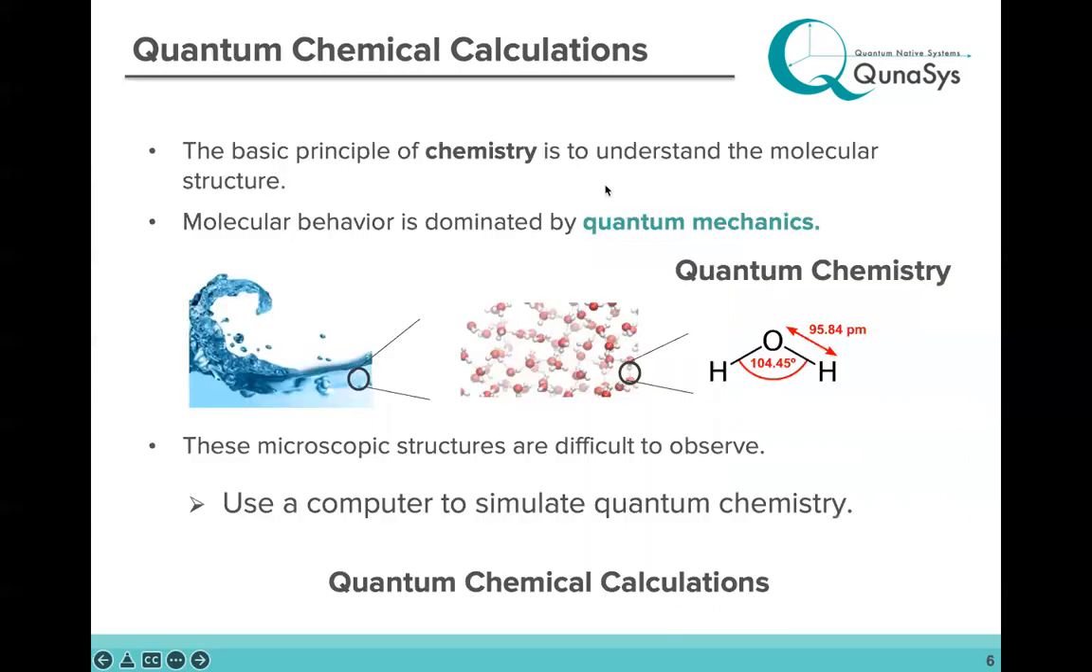The basic principle of chemistry is to understand the molecular structure. For example, as shown in this figure, water is made from molecules like this. We also know that the behavior of molecules can be described by a theory called quantum mechanics. The study of molecules using quantum mechanics is called quantum chemistry. Also, these microscopic structures are difficult to observe. Computer simulations can be used to visualize these microscopic structures. These computer simulations of quantum chemistry are called quantum chemical calculations.